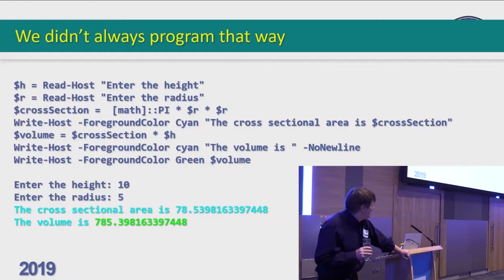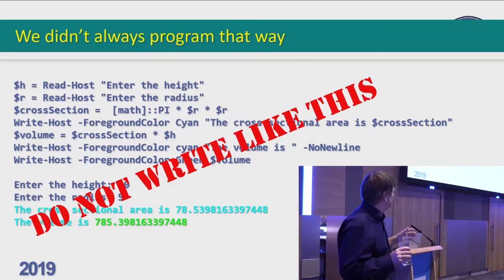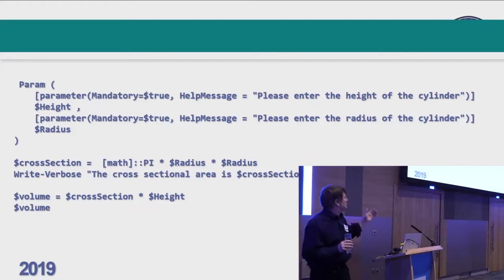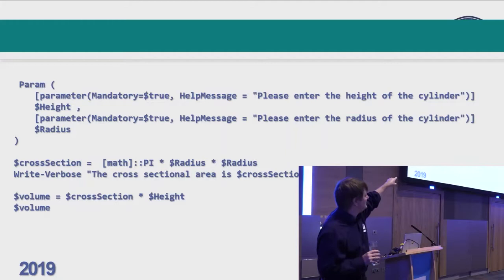And I just want to go, don't ever write code like that. Don't use Read-Host. Don't think about making your output colored. If you're going to do it as PowerShell, you should be able to run it without any user interaction. So those should be parameters. If the user doesn't provide the parameters, then say, well, look, they're mandatory parameters, and there's a help message that tells you what you're supposed to put in, right?